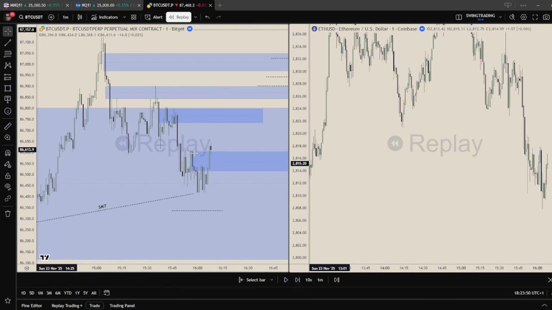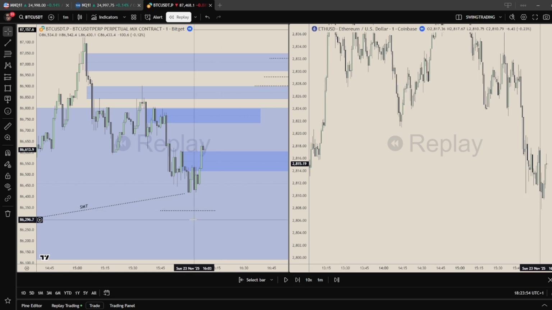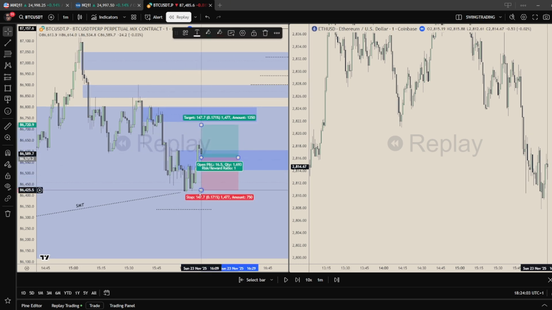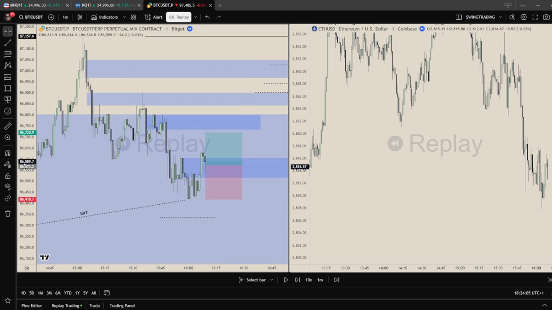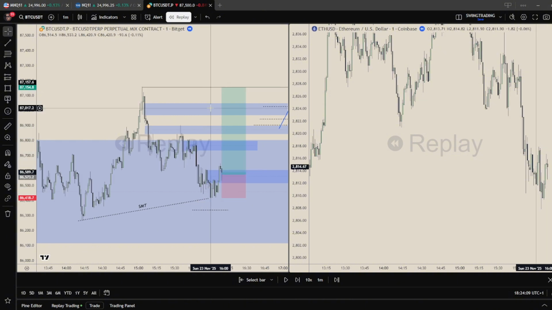So yeah, we got the inversion, we got the retrace, and I actually entered somewhere around 50% of this breaker with stop below the lows, and my target was the high of the original consolidation.